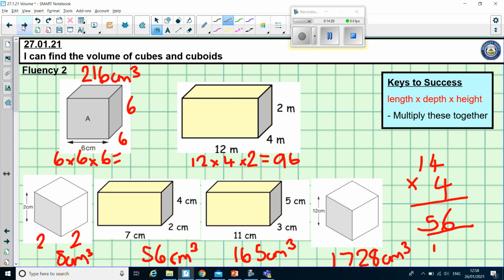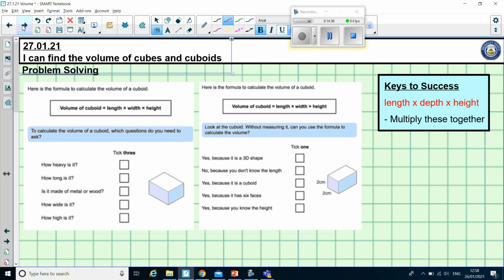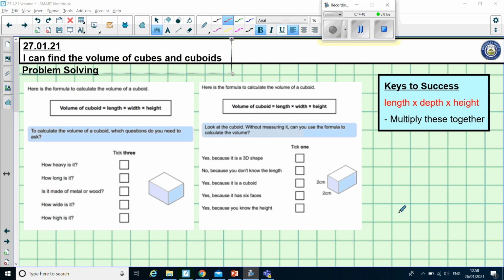Okay, hopefully you're getting on all right with that so far then, Year 6. When you go onto maths.co.uk today, you will get questions similar to those ones we've just looked at. But you also might get some worded problems, a little bit like the ones on the screen. So we're just going to have a little look at a couple of these together, so that hopefully you're confident with what to do when you get onto maths.co.uk.